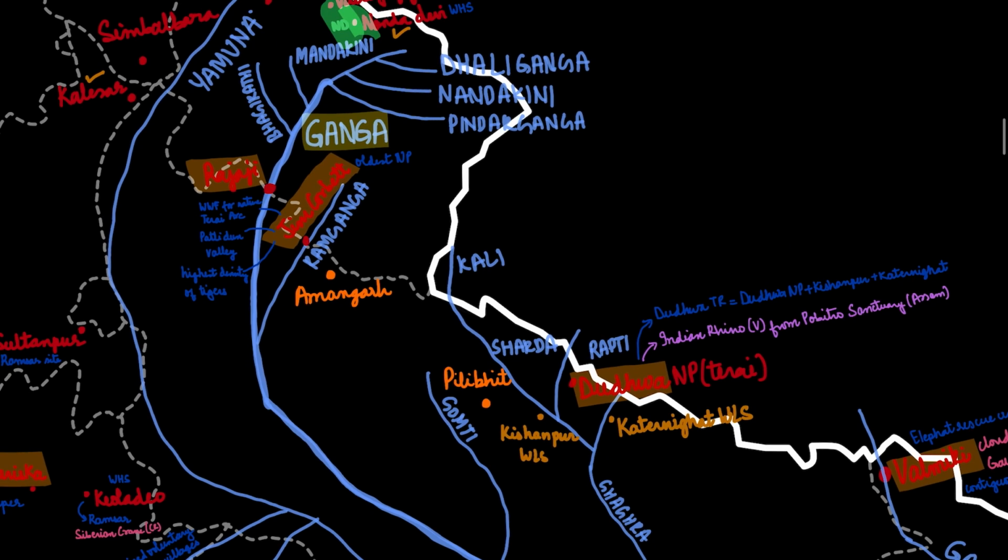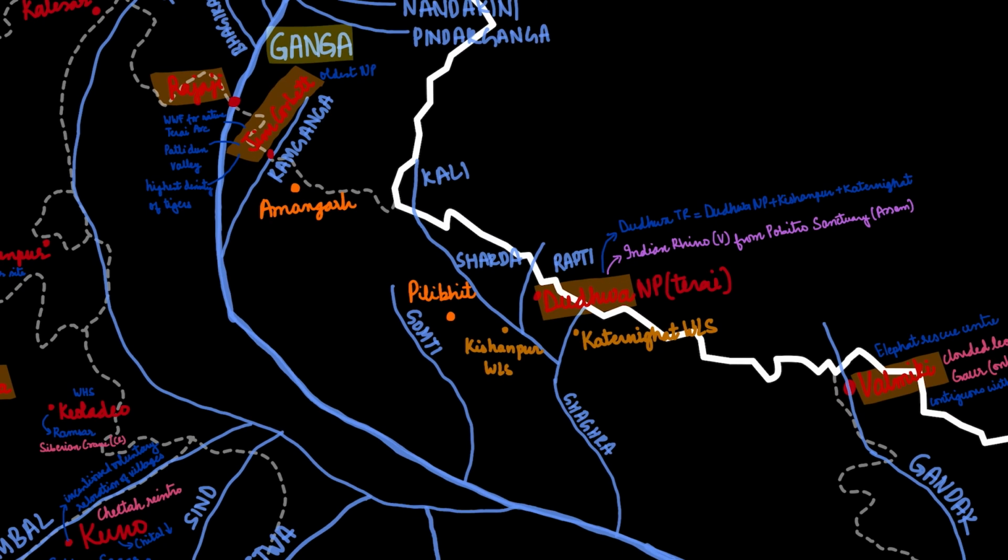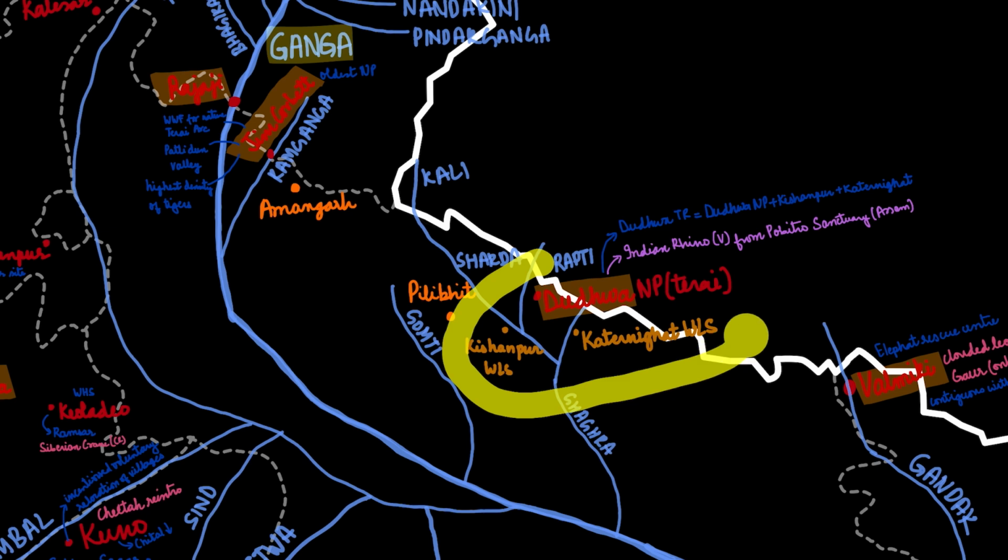Then the tiger reserves in Uttar Pradesh. First is the Amangarh Tiger Reserve. These are just the prominent tiger reserves which I am telling you right now. The Amangarh Tiger Reserve, the Pilibhit Tiger Reserve, and obviously Dudhwa Tiger Reserve. The wildlife sanctuaries which are very famous over here are the Kishanpur Wildlife Sanctuary, which is between Gomti and Ghagra. Then the Katerniaghat Wildlife Sanctuary. So these three basically form the Dudhwa Tiger Reserve: Kishanpur Wildlife Sanctuary, Katerniaghat Wildlife Sanctuary, and Dudhwa National Park.